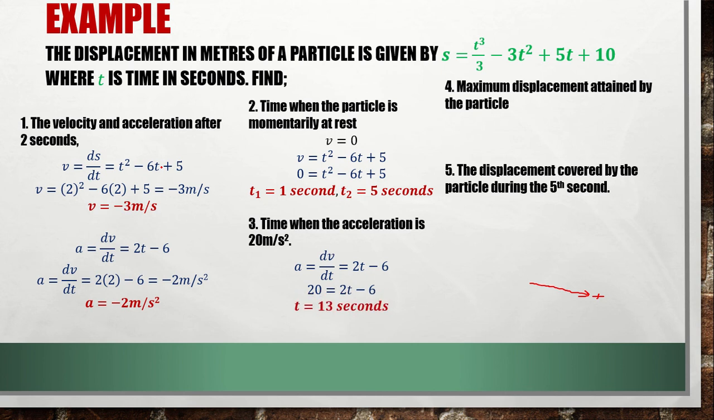Now, what about maximum displacement attained by the particle? The maximum displacement attained by the particle is the particular distance that it has covered, the highest distance it has covered, and that highest distance is covered when the velocity is maximum. And when the velocity is maximum, acceleration is usually 0. The reason being, it's not accelerating anymore. So that's why we say the acceleration is 0. And if I substitute into my acceleration function, you'll find t to be 3 seconds.